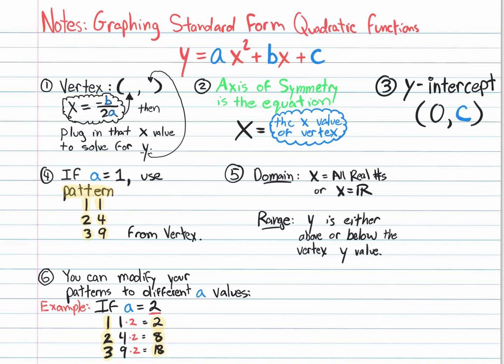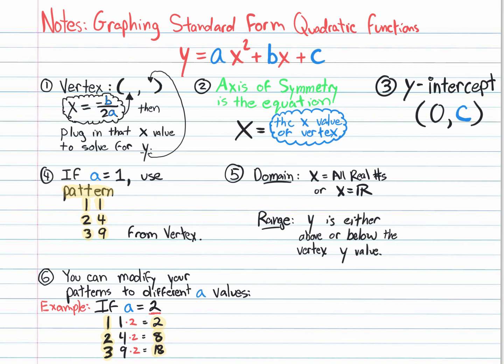And then after finding the vertex, you draw a vertical line right through that vertex. That vertical line is called the axis of symmetry, and it's always going to be the equation x equals whatever that x value of your vertex is. So once you have your vertex and your axis of symmetry, you need some points. The easiest point to find is the y-intercept.